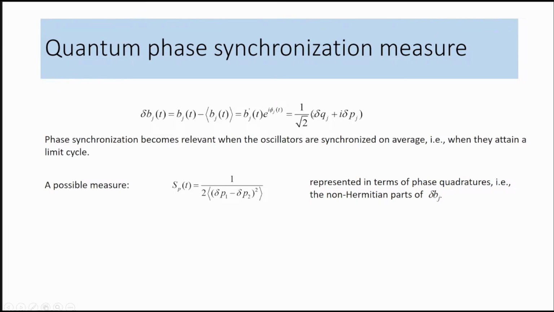If I consider this as a complex number, you can also rewrite it in terms of delta Qj and i delta Pj. And then we can say that the non-Hermitian part of the delta Bj will give rise to a function called SP, which is nothing but the inverse of the average of delta P1 minus delta P2 whole square. So this is represented in terms of the non-Hermitian part of the delta Bj. Okay, this is the point. So when I say that SP is a measure of phase synchronization, we only look at the imaginary part of delta Bj. And it becomes relevant only when oscillators are synchronized on average, that is when they attain a limit cycle.